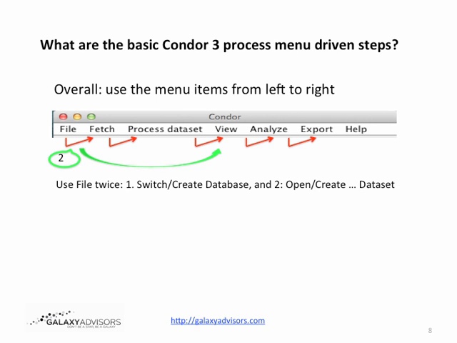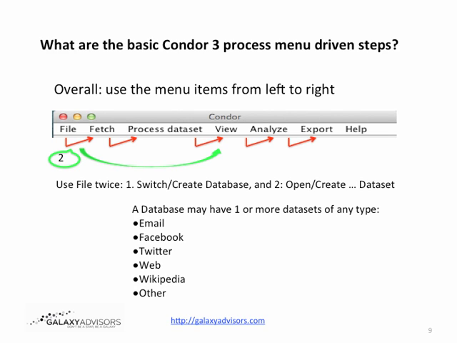A common piece is that once you fetch data, here I've put a 2 next to the file to indicate that for every Condor session, you usually tap the file menu twice. You switch or create a database, which is the first thing that you do. Then you open or create or merge or something else with a data set. So the file menu is the first thing that you do when you're using Condor in a session. Then if you've already fetched some data, you can actually jump right to the view, as indicated by the green arrow, and visualize it.